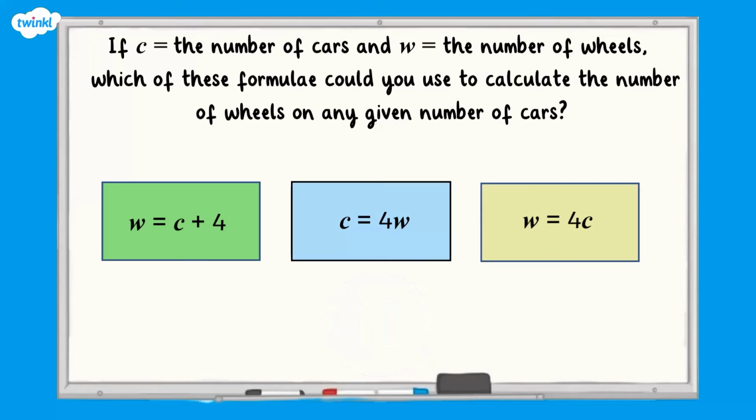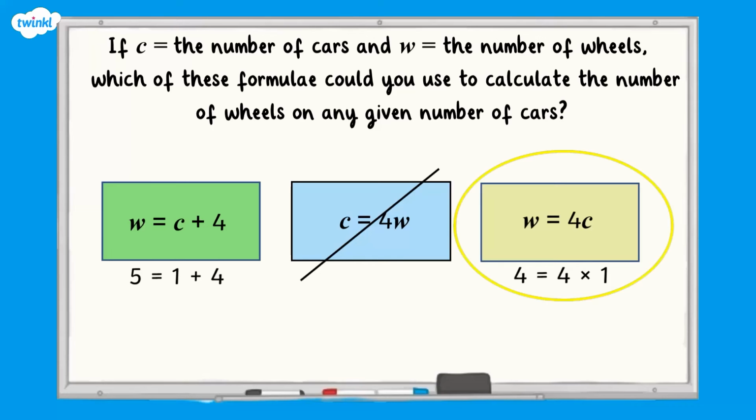W is our unknown value, so it can't be the blue formula. We can substitute 1 for C to check the remaining formulae. One car has 4 wheels, so the correct formula should give us the answer 4. Using the green formula, if C equals 1, then W would equal 1 add 4, which equals 5. Using the yellow formula, if C equals 1, then W would equal 4 multiplied by 1, which equals 4. We can see that the yellow formula is the correct one.